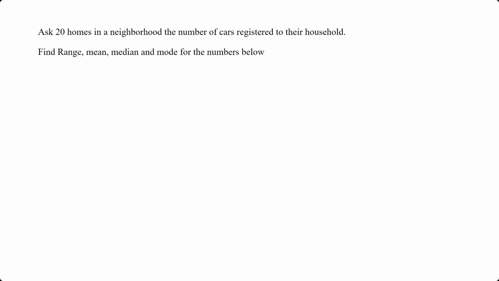We'll do an example. Ask 20 homes in a neighborhood the number of cars registered to their household. And we want to find range, mean, median, mode for the numbers below. There's an even number of homes, so I highlighted the two middle values, so it was easier for you to see with them on the board. So find the range, the mean, median, and mode.